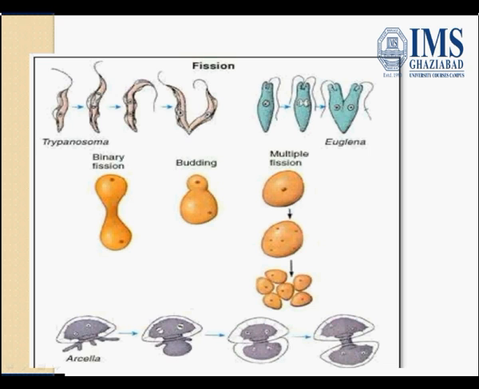This is the example of budding. Like a bud-like structure is formed here, and this bud further separates and forms the new ones. This is the example of multiple fission. As in the binary fission, the one splits into two. In multiple fission, one splits into many.